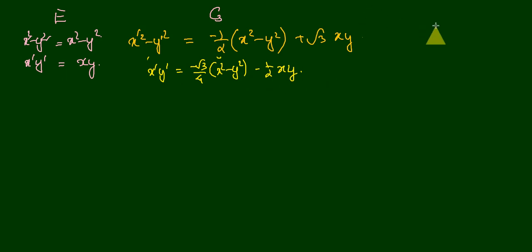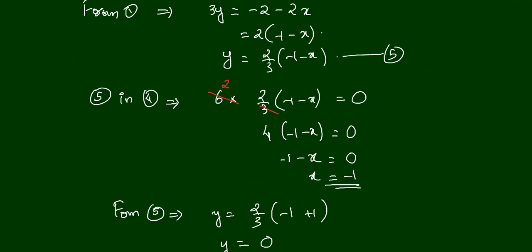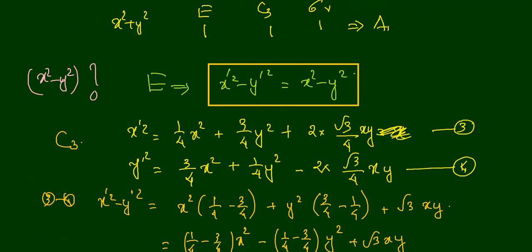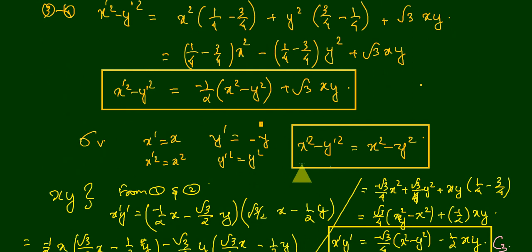Now last, what happens during sigma v? What happens to x square minus y square during sigma v? That is what we are going to look at. During the sigma v, what happens to x square minus y square? This is what is happening to x square minus y square: x dash square minus y dash square is equal to x square minus y square. So let me put this result there. Copy. Okay.